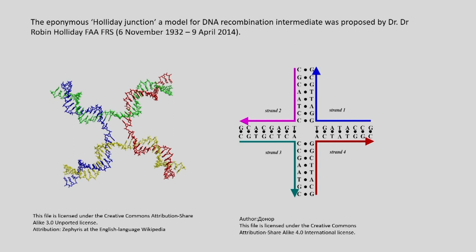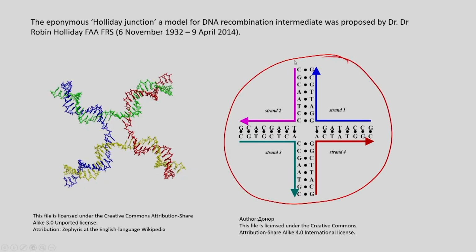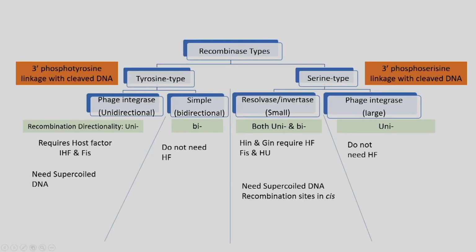And you can see here the eponymous Holliday junction, a model for DNA recombination intermediate proposed by Dr. Robin Holliday. And this is the simplified diagram where 4 strands of DNA participate, and this is the cartoon diagram of the DNA double strands.